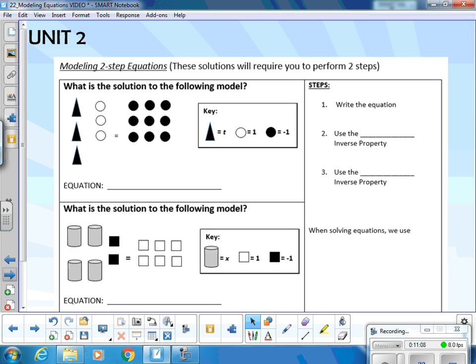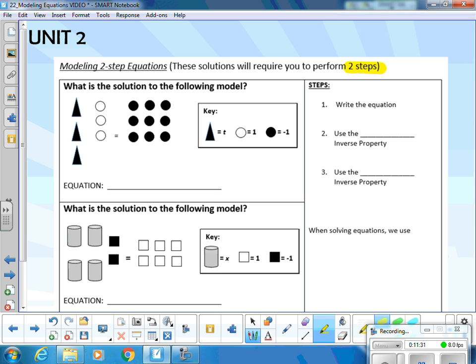All right, that was one-step equations, which means we have one operation. Now we're moving on to two-step equations, which means that these are going to have 2 steps. And those 2 steps are always going to be either multiply and divide or addition and subtraction. So you're going to have a combination of both.